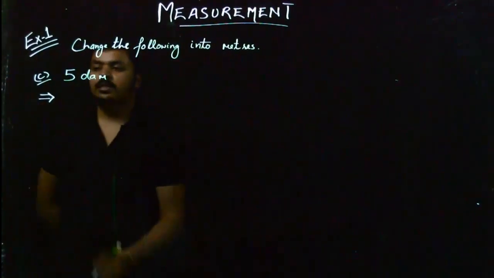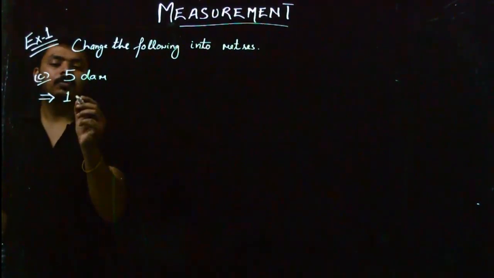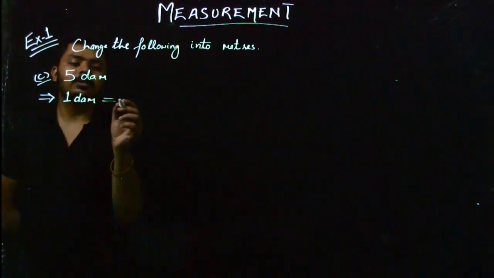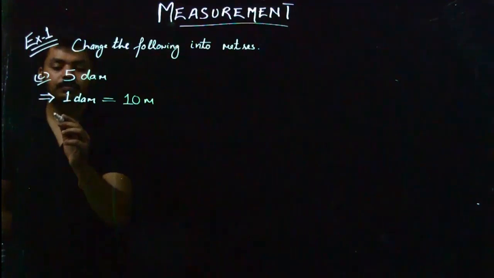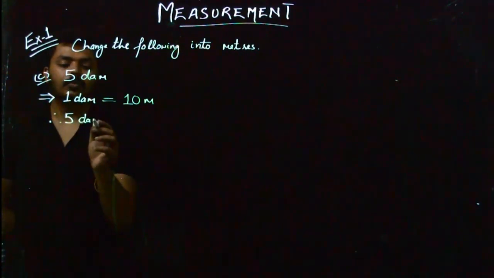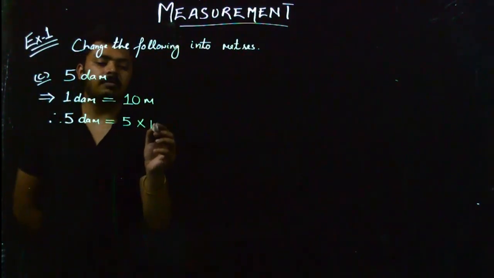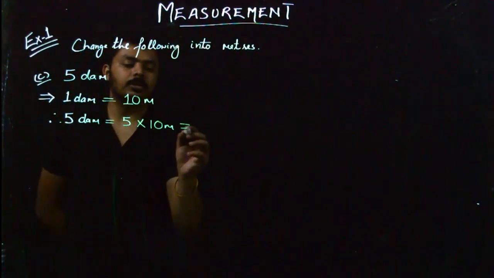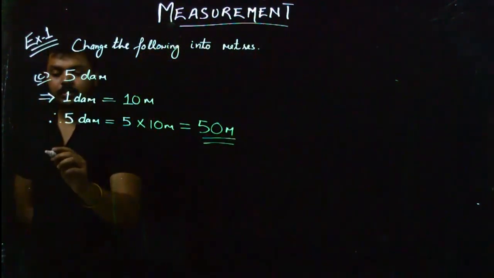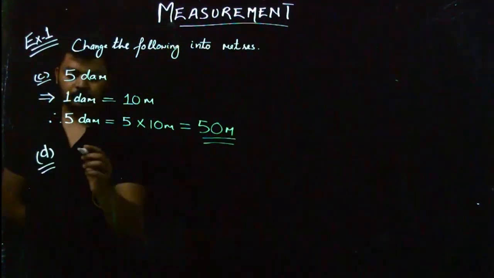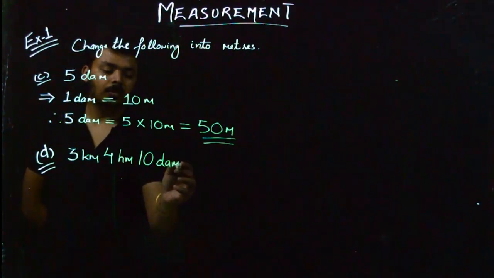So now let's see part C, 5 decameter. So we know 1 decameter is equal to 10 meters. So therefore 5 decameter will be equal to 5 multiplied by 10 meters, which is equal to 50 meters. Similarly, now let's see part D, 3 kilometer, 4 hectometer and 10 decameter.